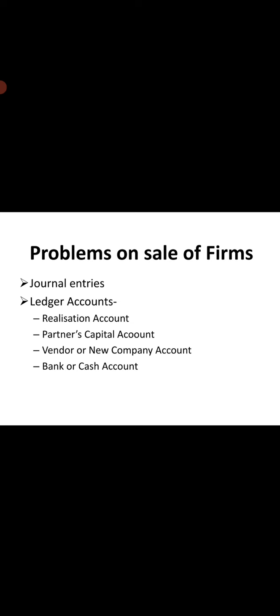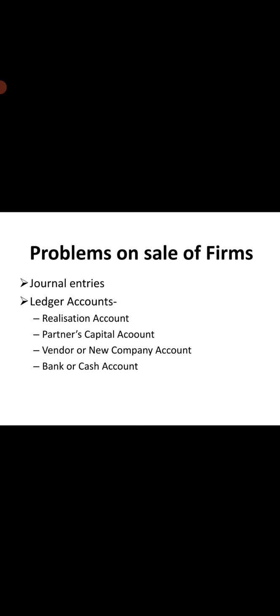If you go for the solution, the first thing we have to do is calculate the purchase consideration. Then we have to prepare journal entries and the required ledger accounts. As we mentioned in the previous session, there are 5 important accounts we have to prepare in the realization process: realization account, purchasing company's account, shares in purchasing company's account, partners' capital account, and finally the cash or bank account. On the solution side, first we calculate the purchase consideration.